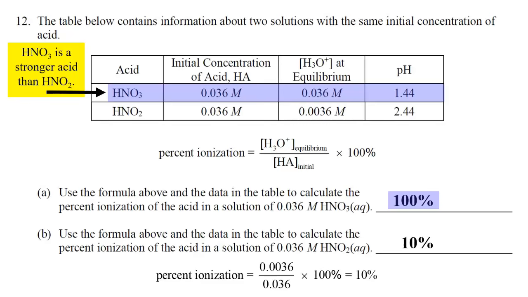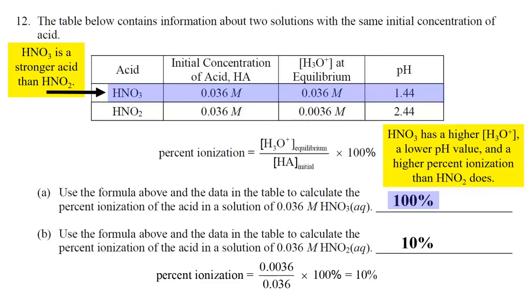Comparing the concentration of the hydronium ion, we can see that nitric acid has a higher concentration of the hydronium ion, and then looking at the pH values, the nitric acid has a lower pH value, and when percent ionization was calculated from this information, we see that nitric acid had a higher percent ionization. So higher concentration of hydronium, lower pH, and higher percent ionization.